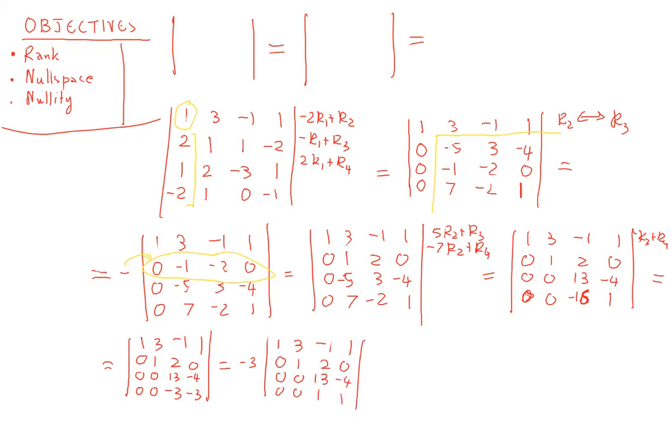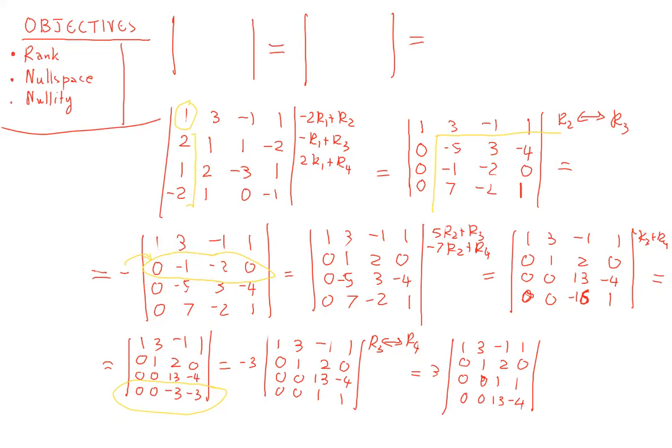Now flip them. So row 3 with row 4. This will be 3 times, because the whole row is multiplied by negative 3. Do you see that negative 3 is a multiple of all the entries in that row? That's why you can factor out a negative 3. You can factor out a negative 3 anytime you like, but here it's just so tempting. So now you will get 3 times 1, 3, negative 1, 1, 0, 1, 2, 0, 0, 0, 1, 1, and 0, 0, 13, negative 4.